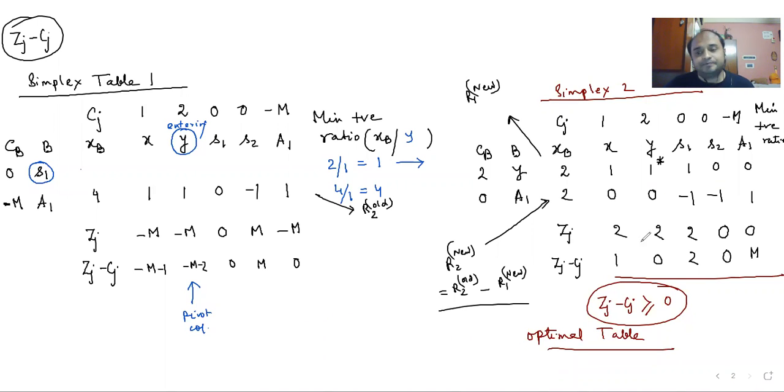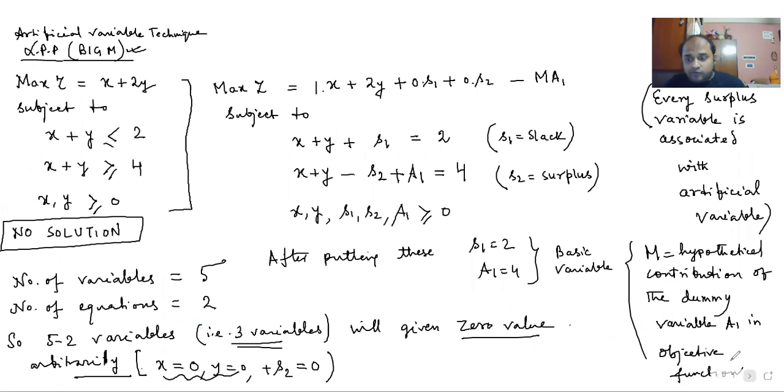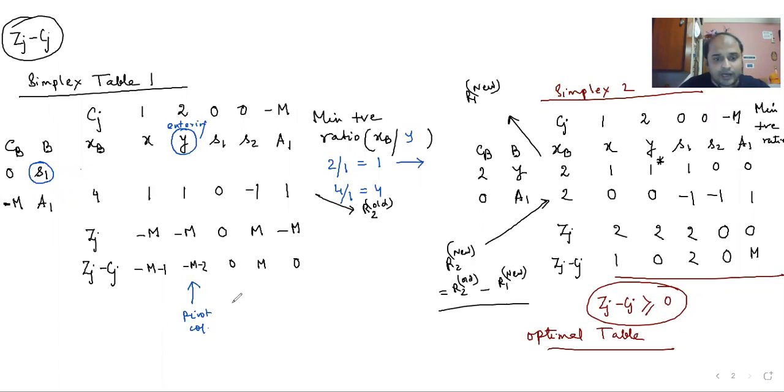Okay. And what we are actually getting from this particular optimal table, what are the values of the variables? What is the value of x in this optimal table? Since x is not present over here, its value is 0. What is the value of y from this table? Y is present with the value 2. Okay. What is the value of S1 and S2? S1 and S2 both are not present in this basis, so S1 is 0 and S2 is 0. But the artificial variable A1 is present, so its value is 2.